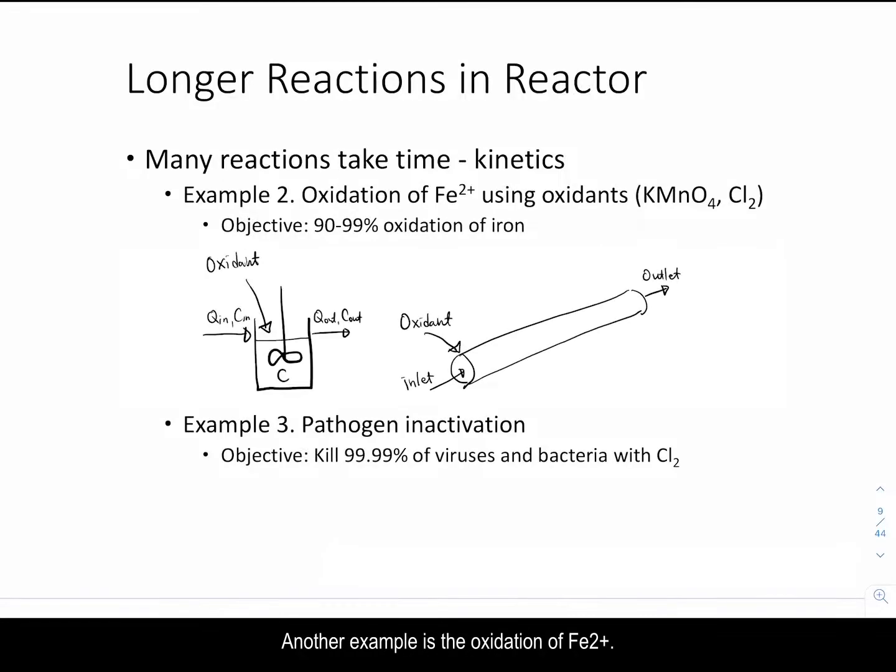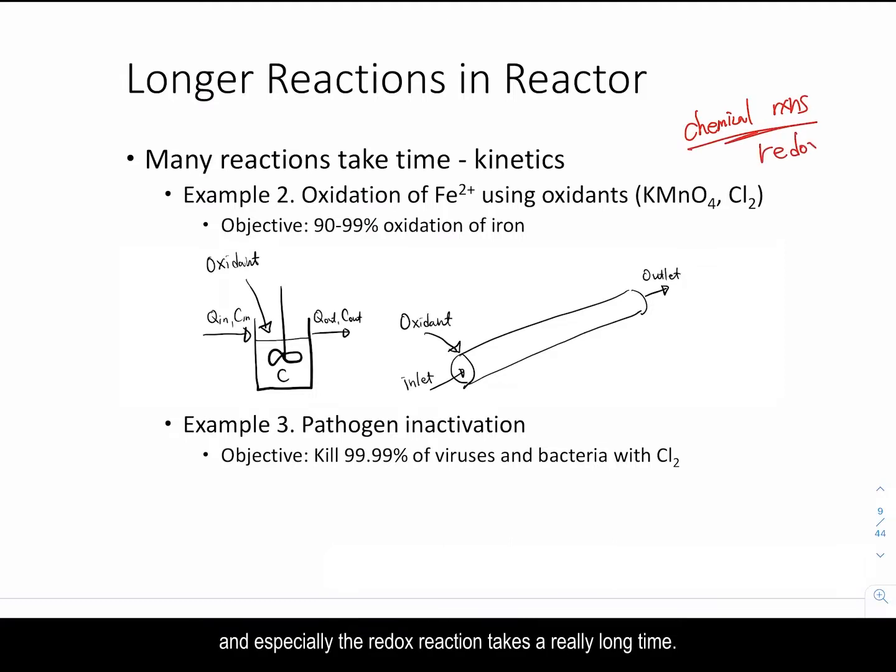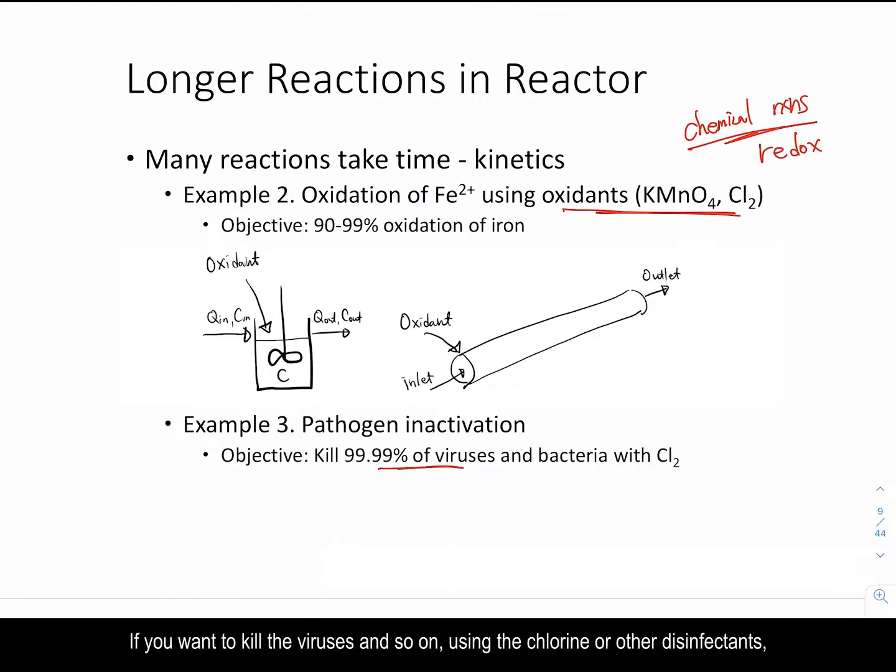Another example is the oxidation of Fe2+. A lot of chemical reactions take a relatively long time, and especially redox reactions take a really long time. If you want to use oxidants like permanganate and chlorine and so on to oxidize iron, it takes a little bit longer, right? Same thing with pathogen inactivation. If you want to kill viruses and so on using chlorine or other disinfectants, that also takes a relatively long reaction time. And if that's the case, again, your reactor has to be designed based on how long it's going to take and what performance you want to aim for.